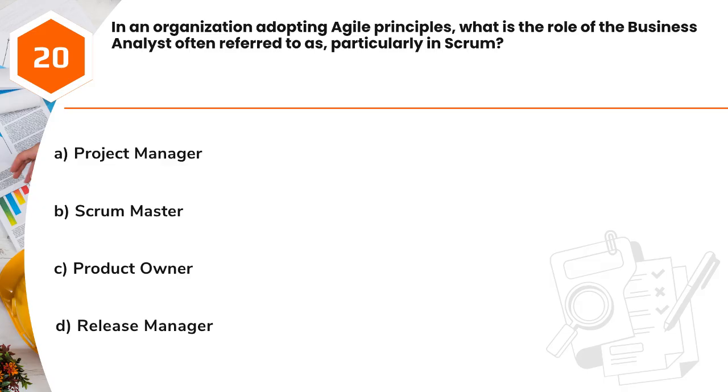Question 20. In an organization adopting Agile principles, what is the role of the business analyst often referred to as, particularly in Scrum? A. Project Manager. B. Scrum Master. C. Product Owner. D. Release Manager.